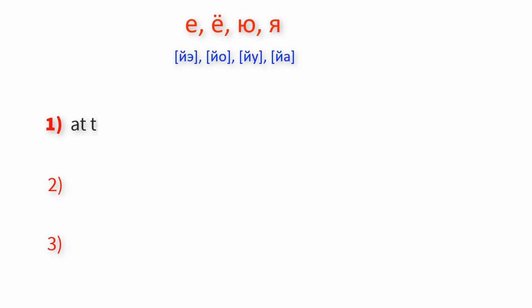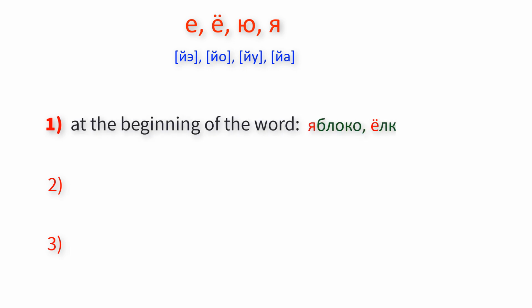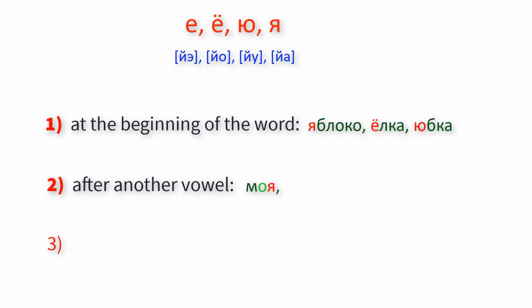There are three positions where these letters are pronounced like ye, yo, yu, ya. First, at the beginning of the word, for example, яблоко, ёлка, юбка. Second, when they come after another vowel, моя, её, здание.